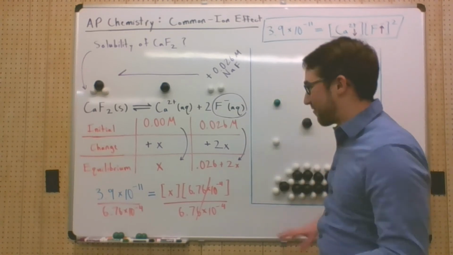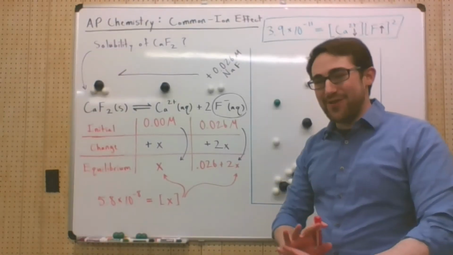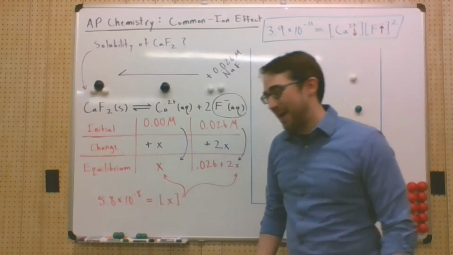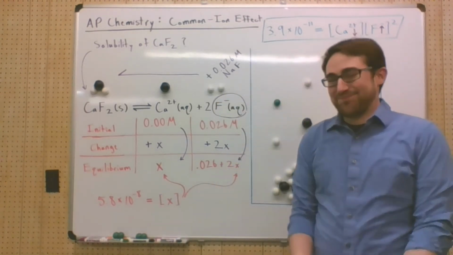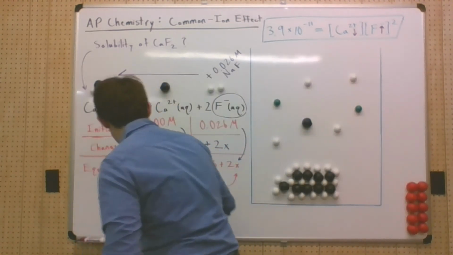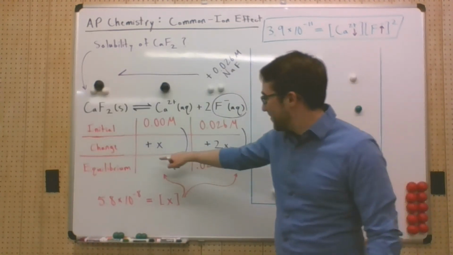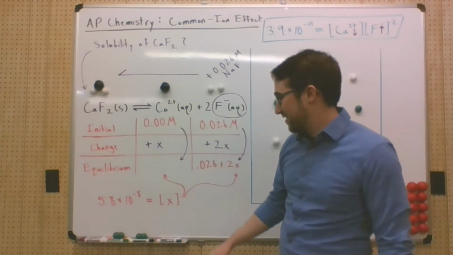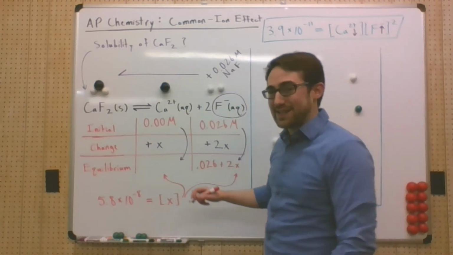Okay. I'm kind of running out of room, so let me rearrange this a little bit. All right, and all I have to do is finish solving this out. Well, if my x turned out to be 5.8 times 10 to the negative 8, that's all I have to write there. Because the x I solved for is going to be the equilibrium concentration of this. 0 plus that x is just going to be x, which in this case is 5.8 times 10 to the negative 8.